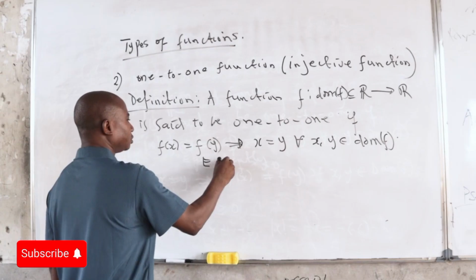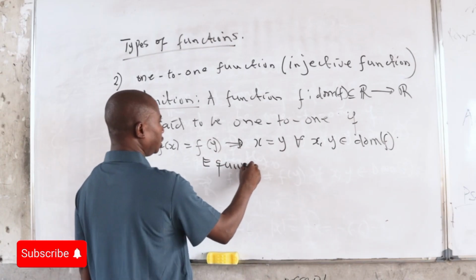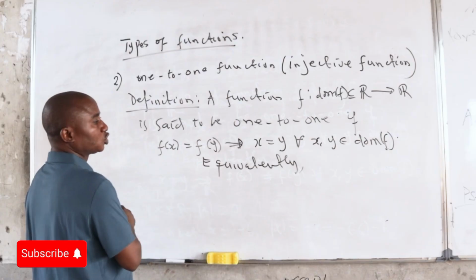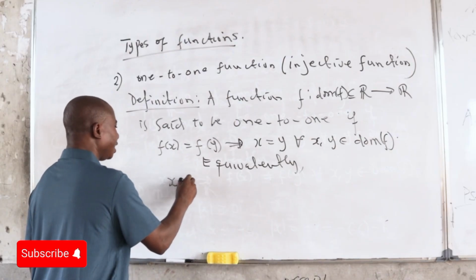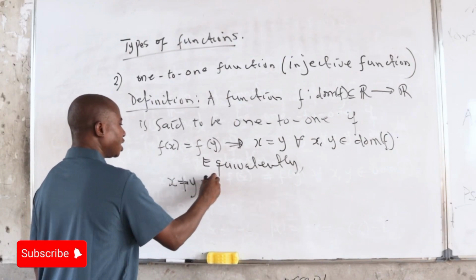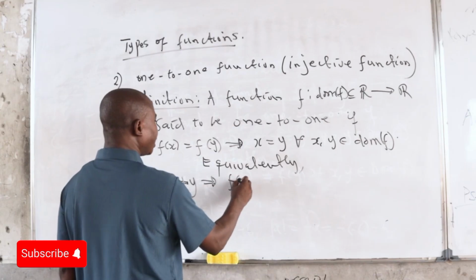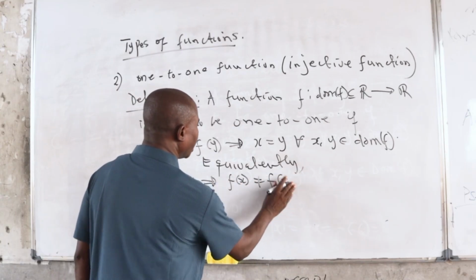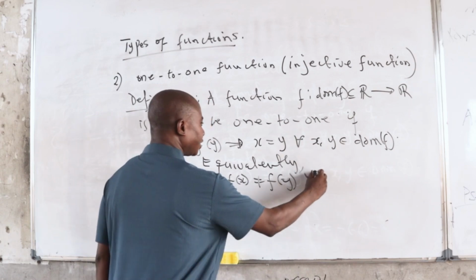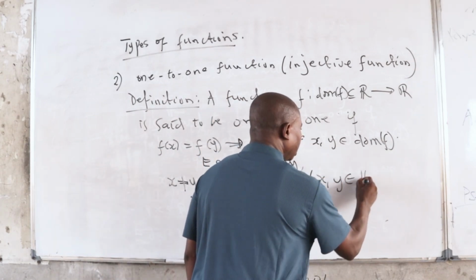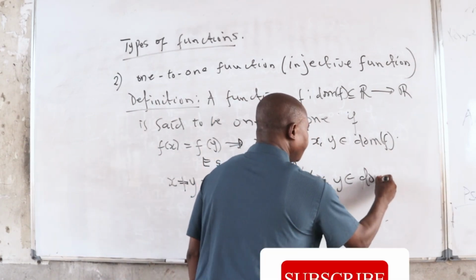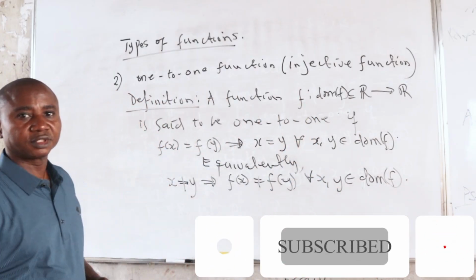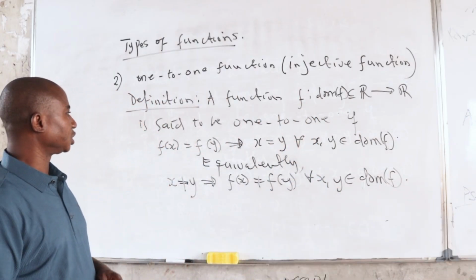Equivalently, f is one-to-one if anytime x is not y, it means f at x is not the same thing as f at y, for all x and all y in the domain of f. So any function that behaves like this is called a one-to-one function.